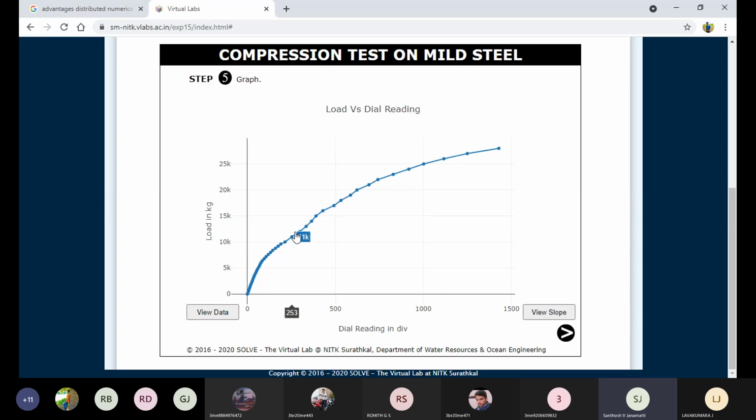Right, this is the stress-strain diagram. Here we can take the compression load, and here you can take the deformations for 5,000, 10,000, 15,000, and so on. So this is the graph. Hope you understand this.